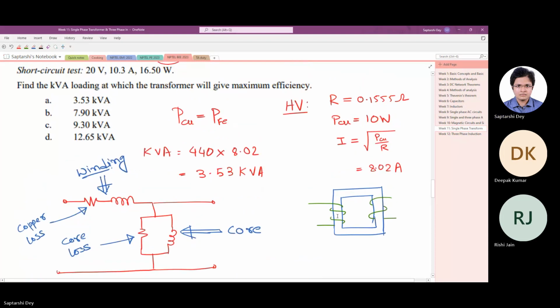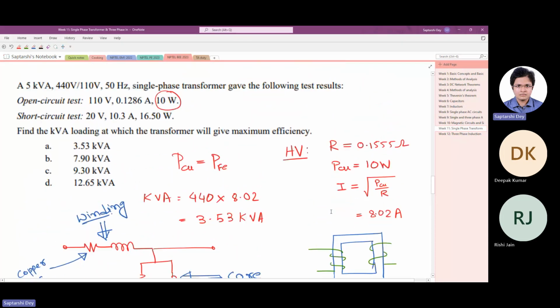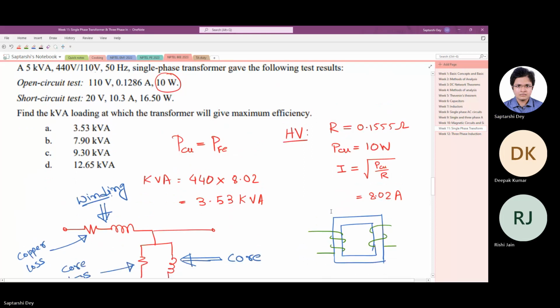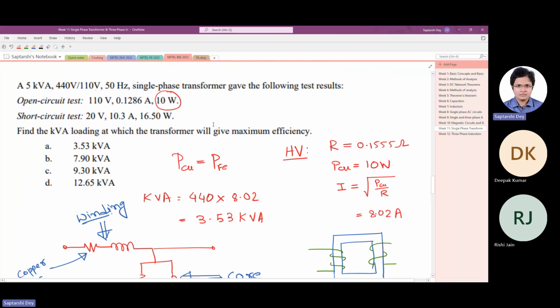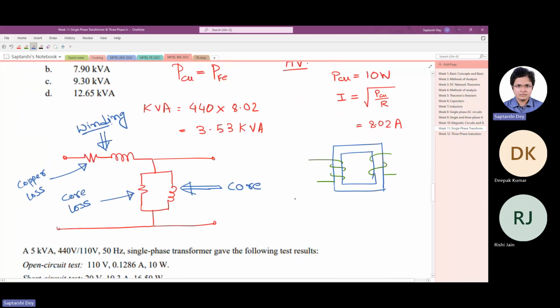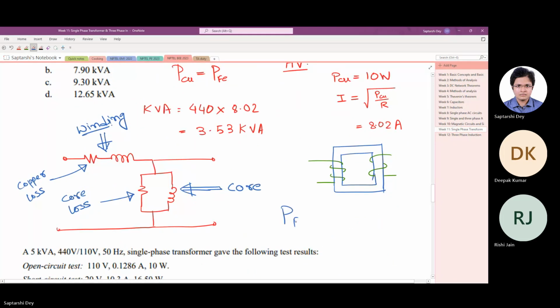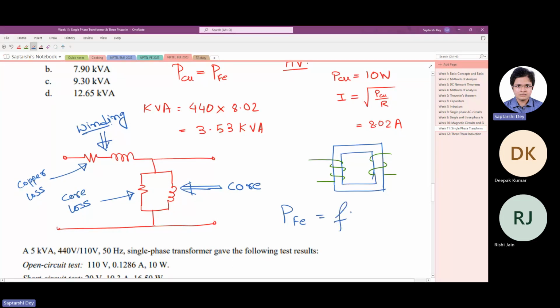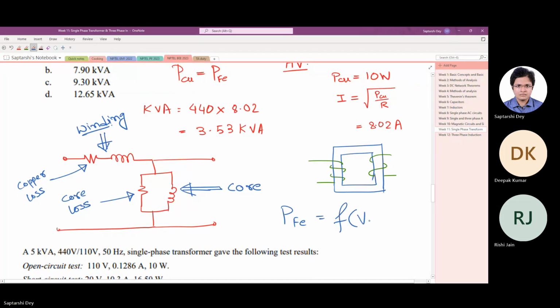Here we equated core loss and copper loss because that is the condition for maximum efficiency of a transformer. Now core loss is constant because core loss, among other things, is a function of maximum flux density, which is in turn a function of voltage. So I will write voltage and frequency.